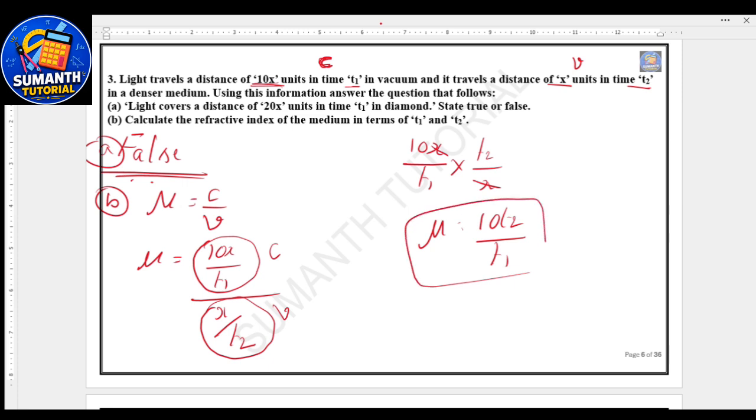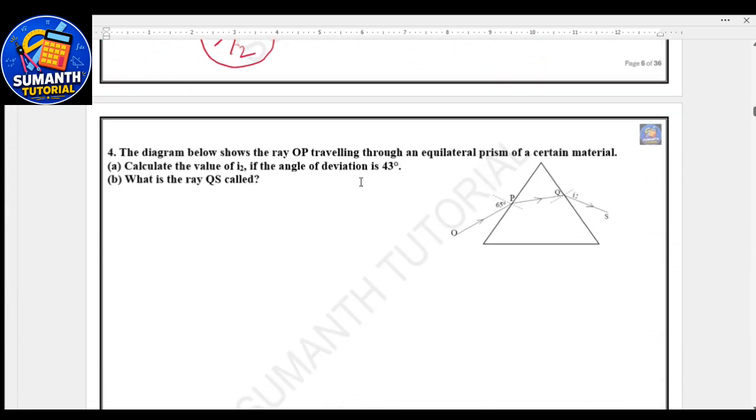That's it. This is an important and a different set of question. So this question was asked in the board 2024 for 3 marks. So mu is equal to 10 T2 divided by T1. Clear? Now we will go to the next question.